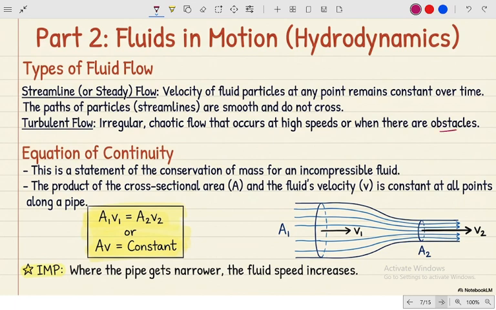Equation of continuity, this is very much important. This is a statement of the conservation of mass for an incompressible fluid. The product of the cross-sectional area A and the fluid's velocity is constant at all points along a pipe. A1 V1 equals A2 V2, or A V equals constant. This is the equation of continuity. Where the pipe gets narrower, the fluid speed increases, right? This is what is called the equation of continuity.